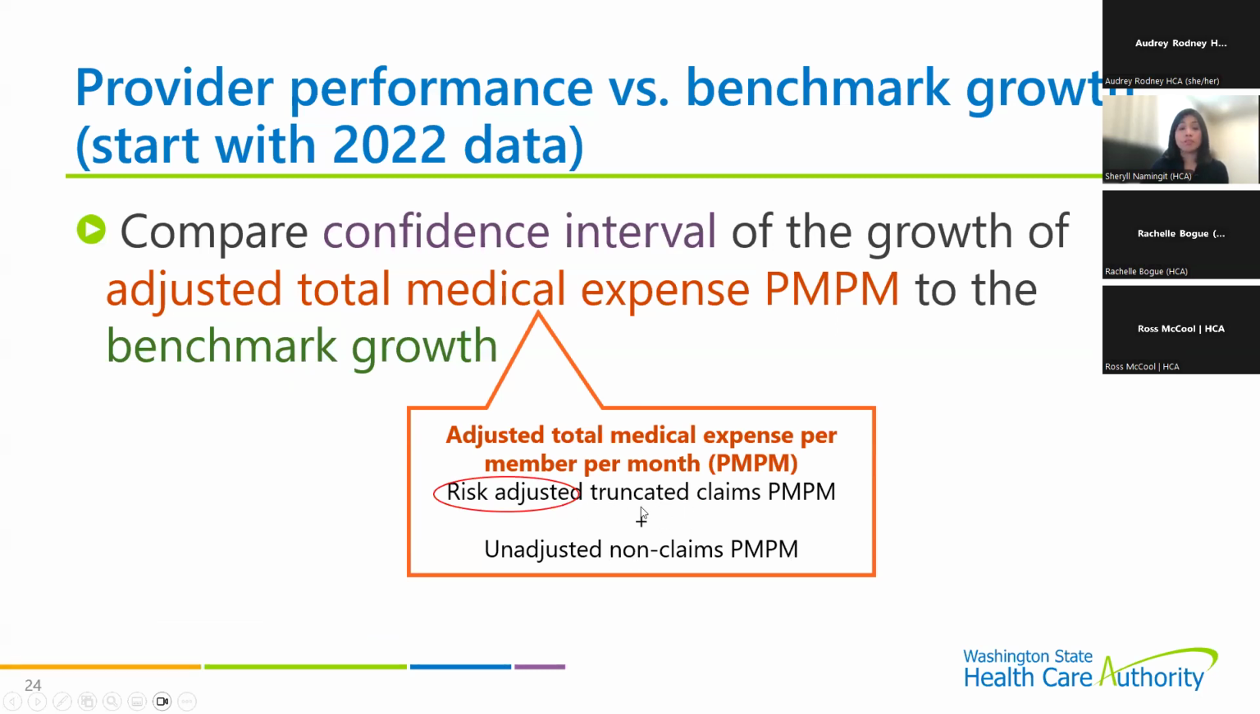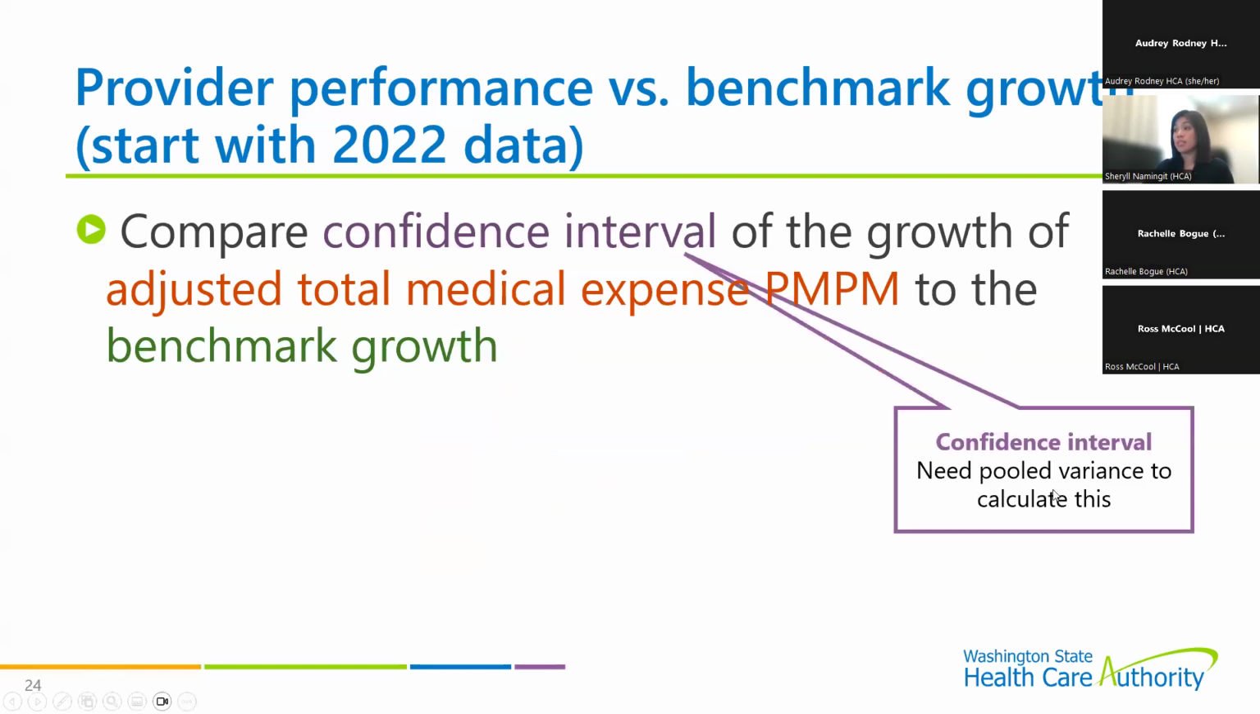So later on, we'll talk about how we risk adjust as well as how we do truncation. And we may run out of time, but we have a very detailed documentation of how risk adjustment as well as the other methodologies in the report. For the confidence interval, we will need the pooled standard deviation, or the variance, which is the square of the standard deviation, to be able to calculate this growth rate.